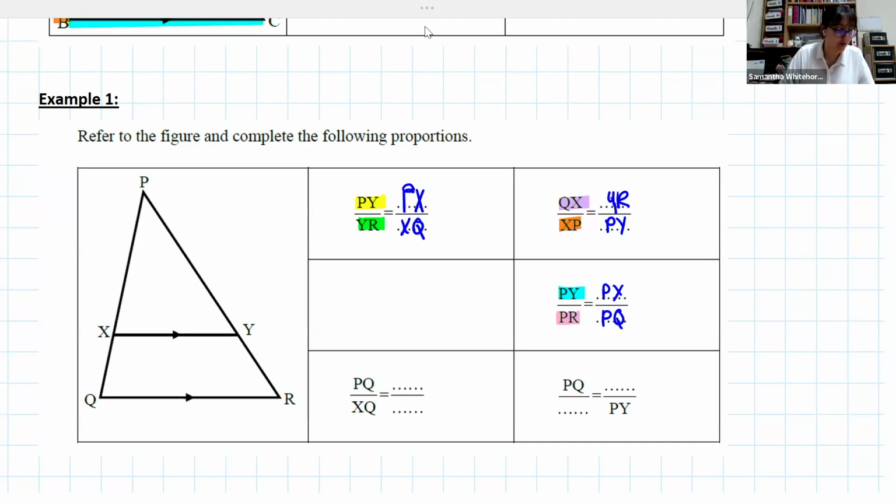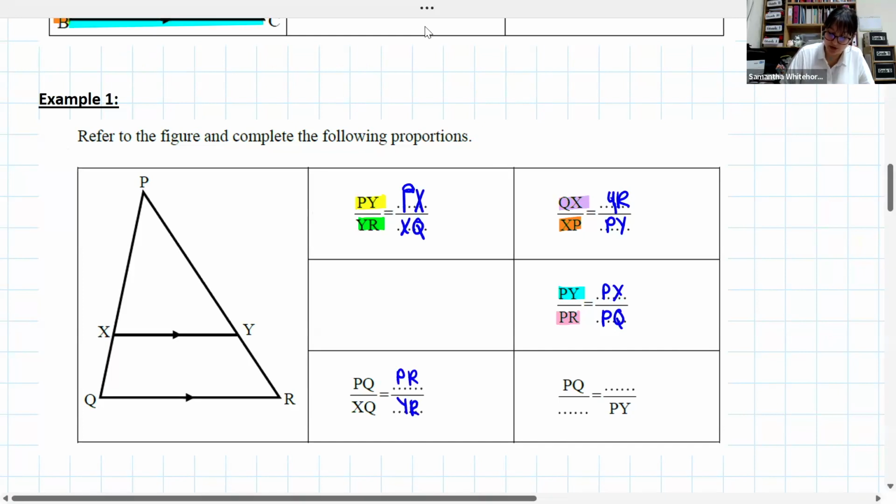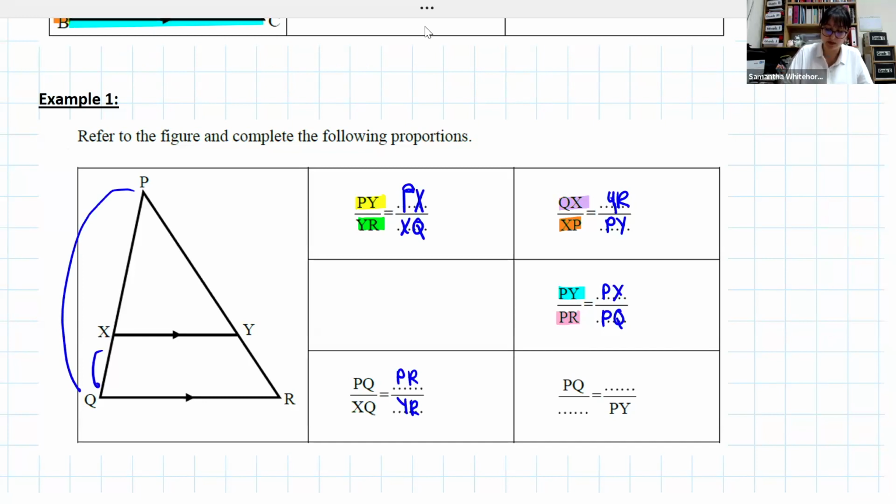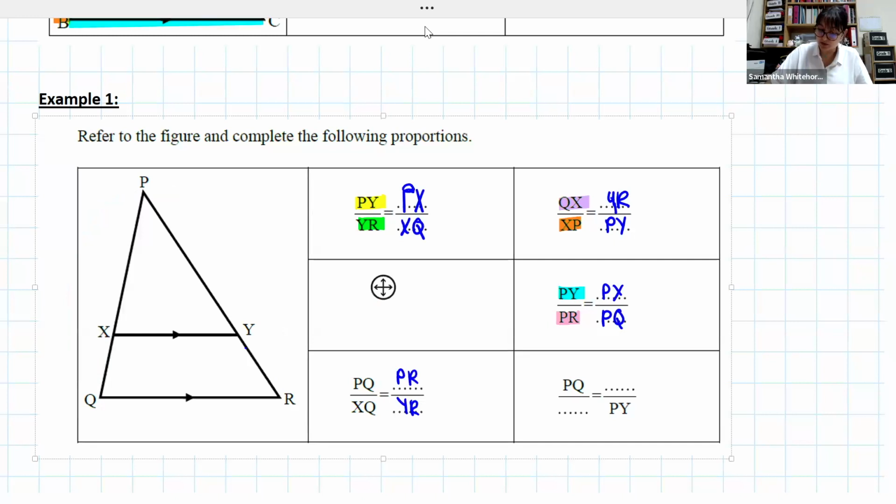Okay, so exactly, PR over YR. Just so we're all clear, PQ is the whole side length, XQ is the bottom segment. On the other side, we've got the whole side length PR, and the bottom segment YR. Perfect, no issues. Who wants to give me the last one here?